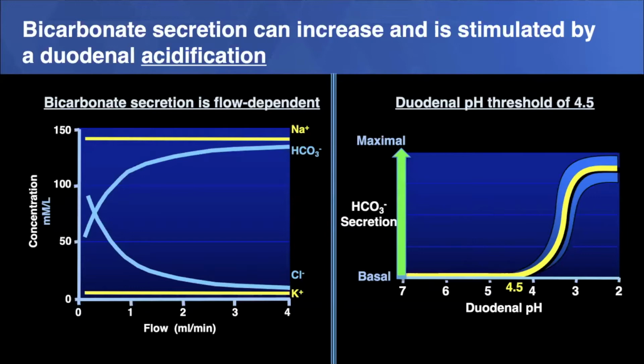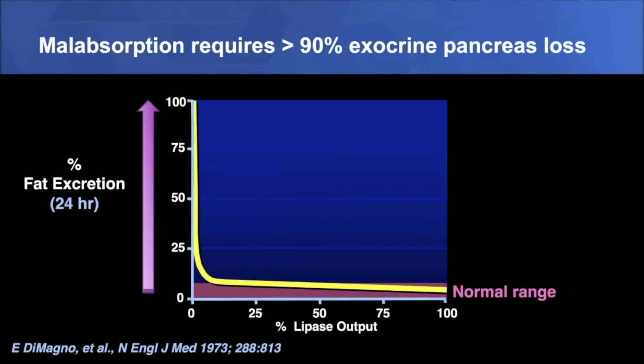Another interesting feature of the pancreas, both endocrine and exocrine, is the enormous reserve, and shown here is data on the exocrine pancreas. Normally we excrete about 6 to 7% of the fat that we take in from our daily diet. That's shown by the pink marker; it measures lipase output and fat excretion, and that's marked as the normal range. Now, if you decrease lipase output, as shown on the x-axis, you can see one has to go below 90% of lipase output before fat excretion starts going up.